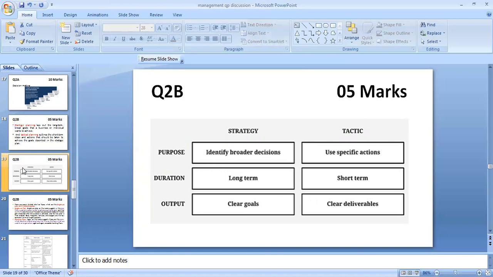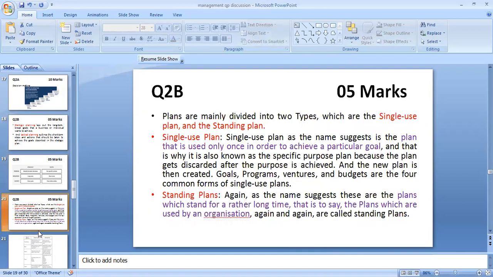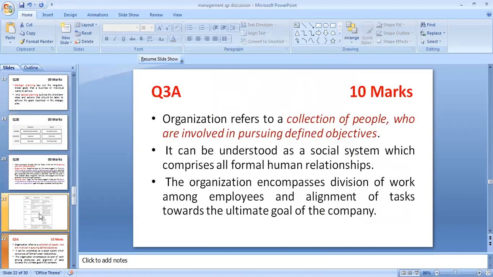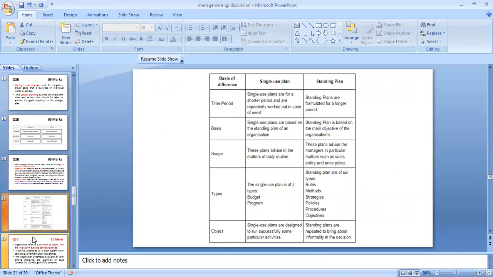Duration: strategic planning is long-term planning, whereas tactical planning is very short. If I talk about the objective, strategic planning has very clear-cut goals, whereas the tactical plan is clear and deliverable. Fine. So these are a few differences. You can elaborate on it. Next, I would like to add single-use plans and standing plans. You can see the differences. Fine. Now I would like to move on.